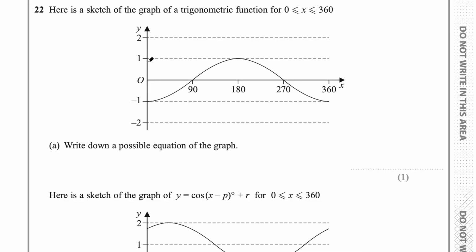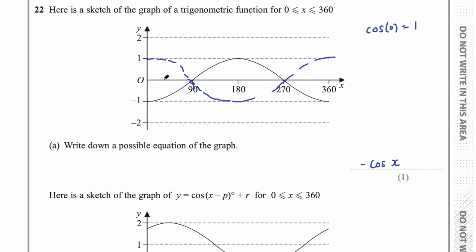The cosine graph starts at 1 and goes down to 90, because remember the cosine of 0 equals 1. So the cosine graph starts at 1, goes down and then up like that. So it could be the reverse of the cosine graph, so negative cosine x, or the cosine of x plus 180, so it's been shifted 180 degrees. I'm just going to write negative cosine of x, but there are multiple answers to that question.